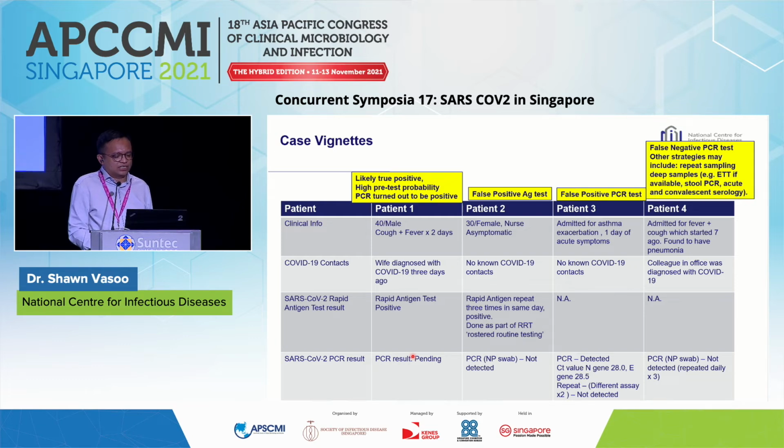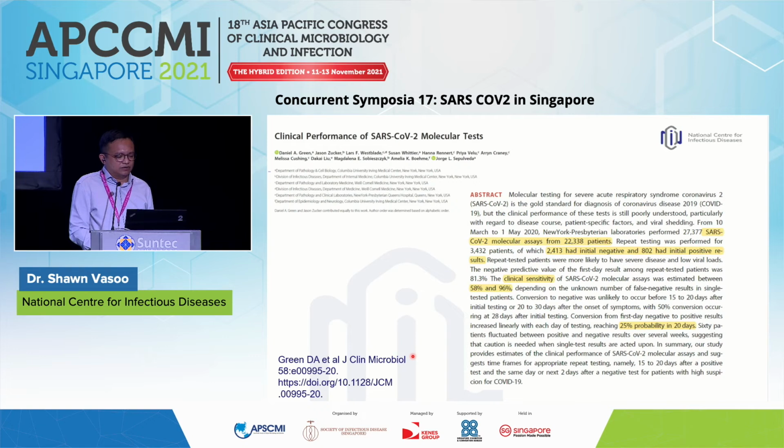And then 4 is actually a so-called false negative PCR test. It's just that the biologic behavior of the virus is such that deeper sampling might be needed, or repeat testing, or alternate samples, or even serology to help you. So here, this is a study out of New York, and it looked at repeat testing and how many tests we need to confirm SARS-CoV-2.